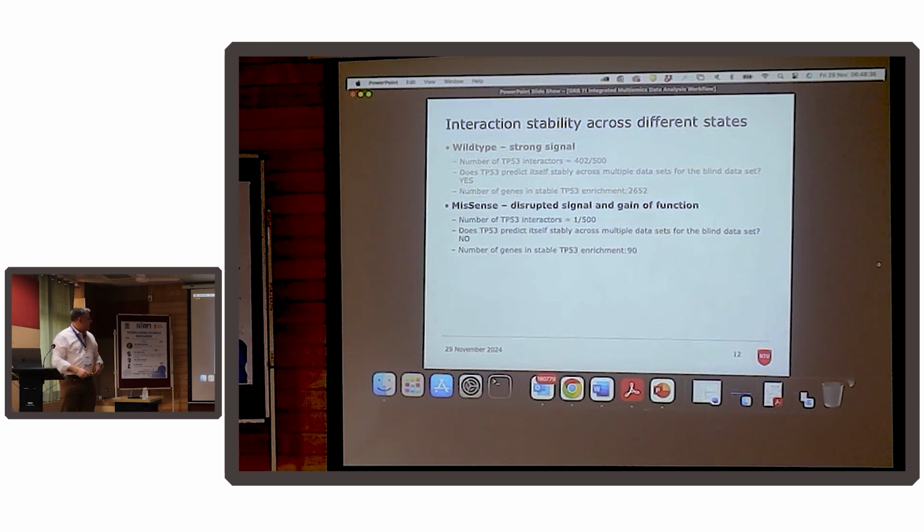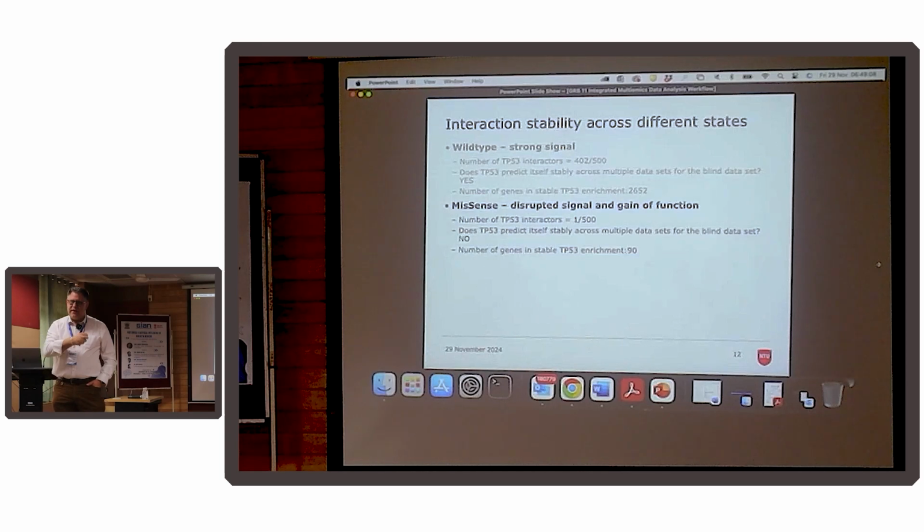If we looked at missense, so this is a disruption of the signal. It's noisy. In missense, how many P53 interactors did we have? 1. So we had 1 interactor out of 500, and that wasn't P53. So we found something which is probably a false discovery. P53 does not predict itself.